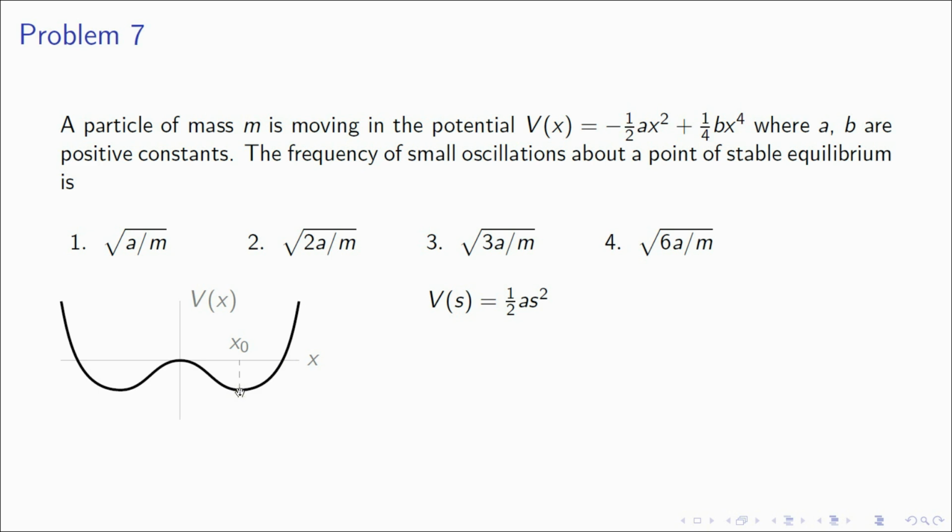So you just write this, and from there you get the force, which is minus a s, and then you get the acceleration, which is minus a by m. So omega square is a by m, so omega will be under root a by m. So this should be the right option. And you can also do a normal Taylor series expansion about this, find x naught, and then do it. You will basically end up with the same thing. So you can try doing that and see if you get the same result.